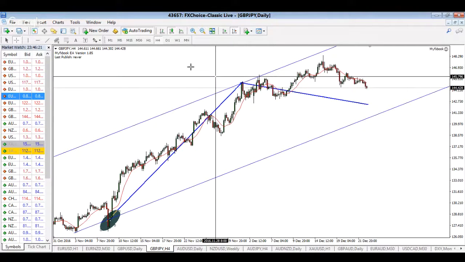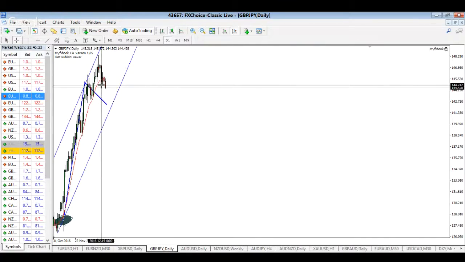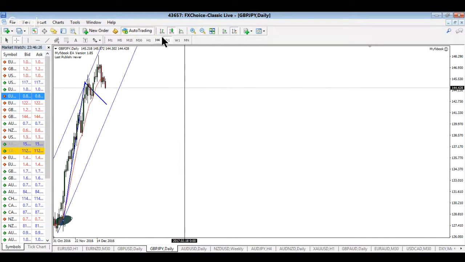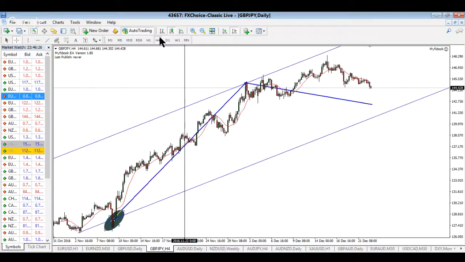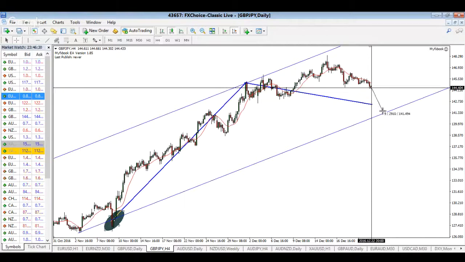It pretty much dropped, as you can clearly see. If you wanted, you can get in for a sell, and your target can probably be somewhere down here, 141, or like I said, if you have goals or X amount of pips you're trying to catch, you can definitely grab it. Really, really good technique to use.